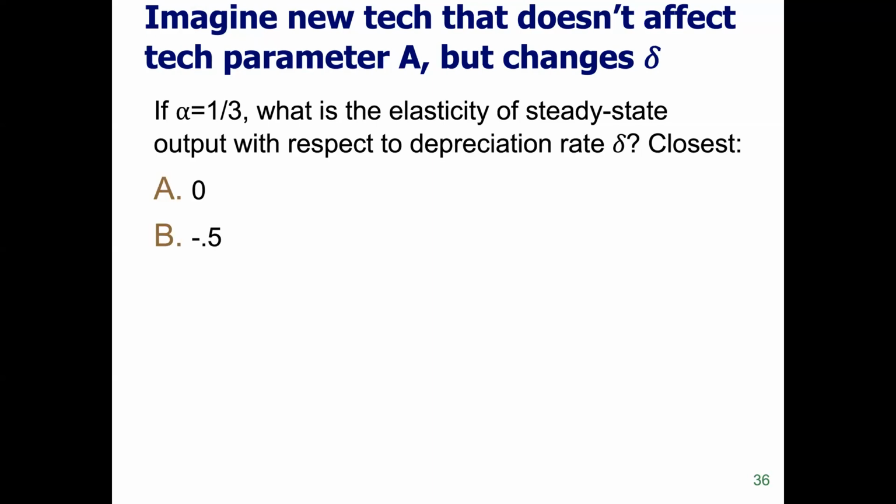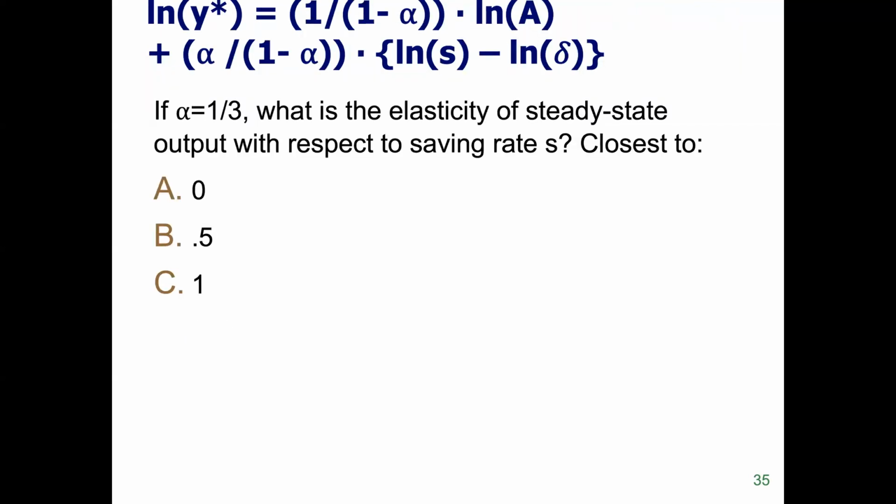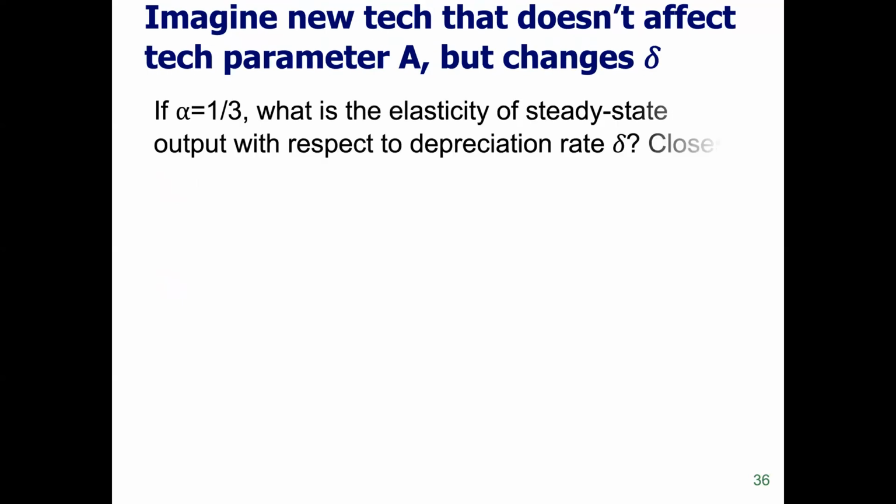Now I'm going to represent this as a negative, because we know higher depreciation is bad for steady state output, Y star. What is it going to be? Stop the video and answer. Okay, so we had a coefficient of minus alpha over 1 minus alpha. I can go back to the previous slide very briefly. You can see I've got the minus sign on log delta, so I get minus alpha over 1 minus alpha. But alpha is a third, so that's minus a third over 2/3, which is minus a half. So the answer is B.